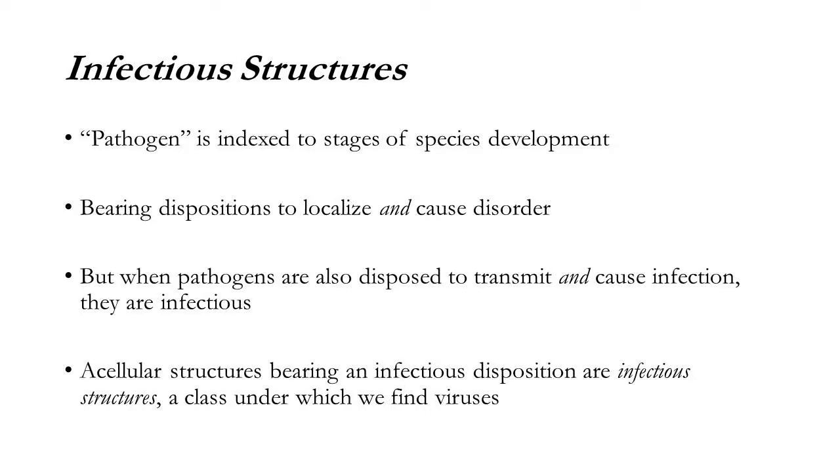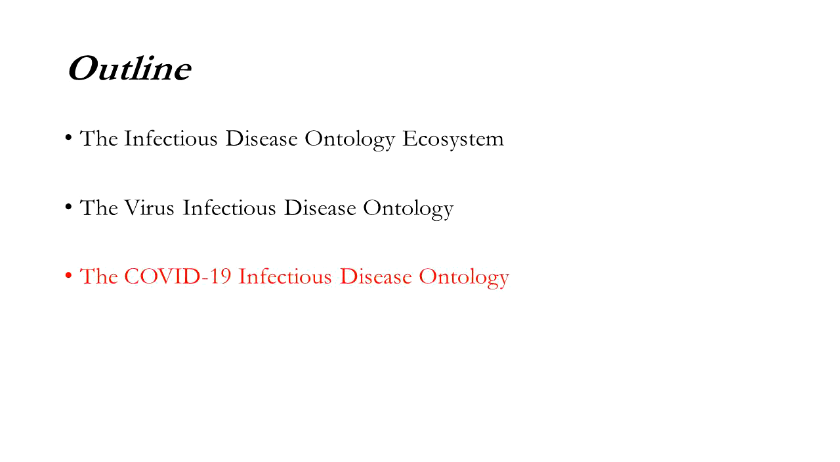And on our account, pathogens bear dispositions to localize and cause disorder. But in addition, when those pathogens are disposed to transmit and cause infection, we count them as infectious. Acellular structures bearing such an infectious disposition are what we call infectious structures. And in that class, we find quite a few viruses. Now, again, that was just some highlights of the Virus Infectious Disease Ontology.